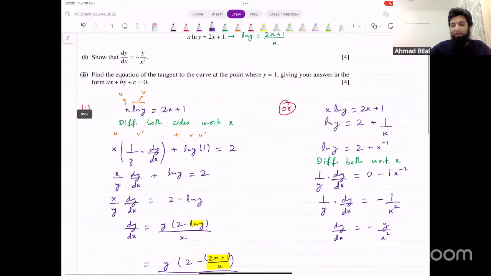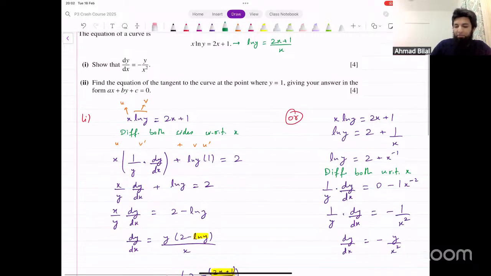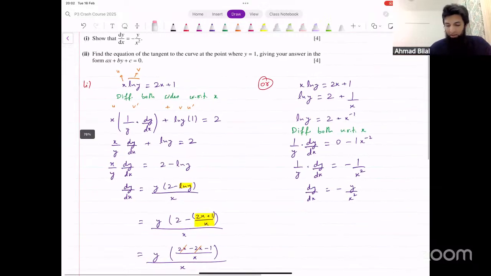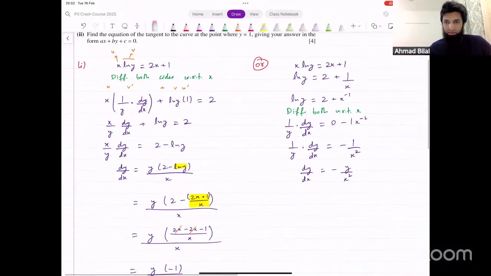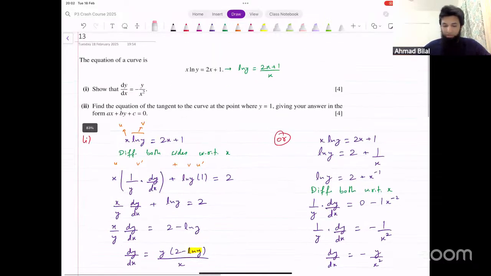If you realize in the beginning that you're getting ln y in your derivative, it might be a good idea to take x to the other side first and then differentiate after that. Okay? Does that make sense? Okay, good. So that was question number 13 now.